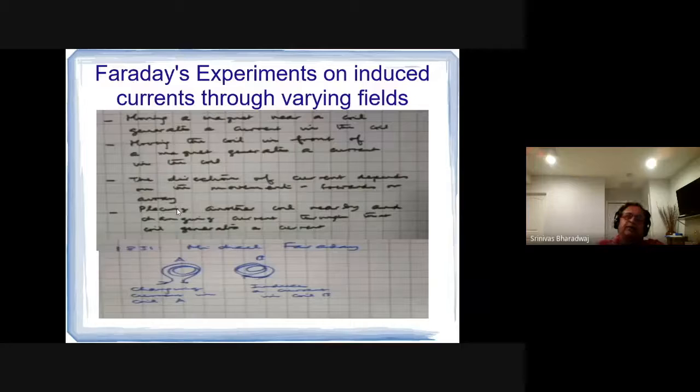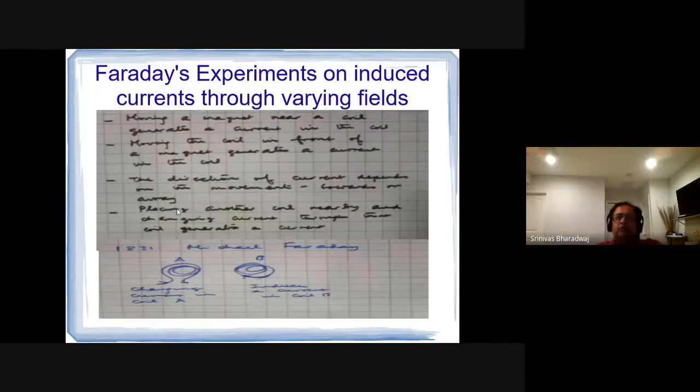So what Faraday said was that there is an induced current through a varying magnetic field. So if there's a varying magnetic field, then you experience an induced current. So current is induced in the second coil due to a varying magnetic field.